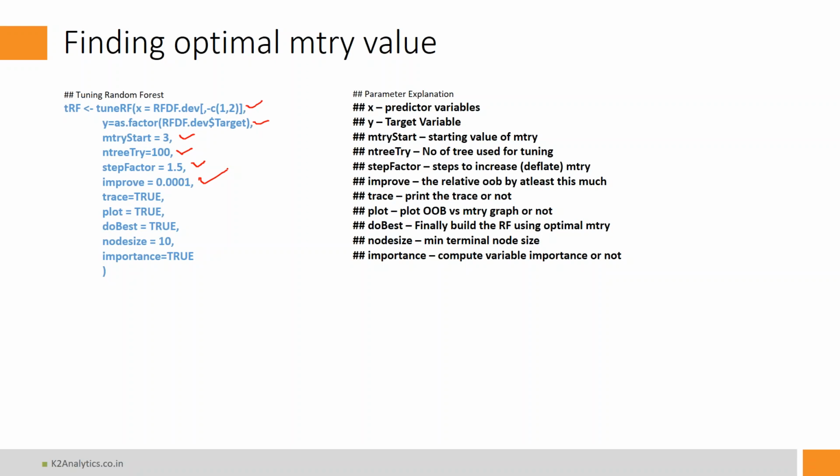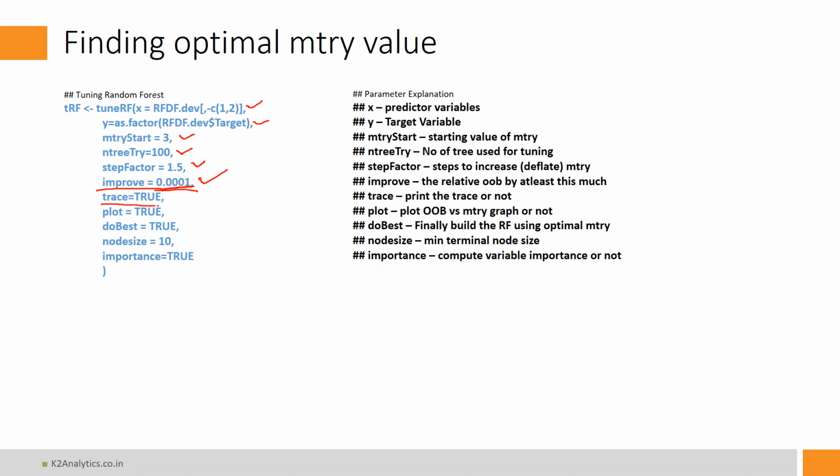Is this improvement of 0.01% good enough for me to improve further? That is compared with the improvement factor, which is in proportion terms. So long as your improvement is more than this threshold that you have set, you keep going ahead. I've set a very small threshold. It should be slightly higher.